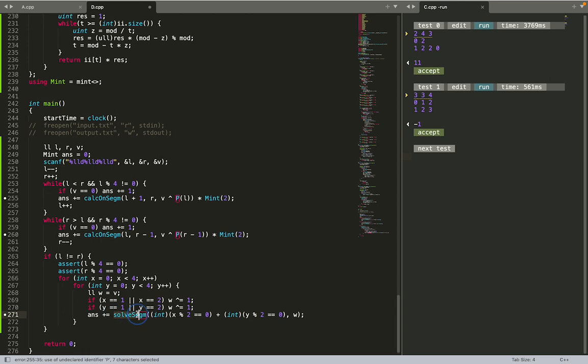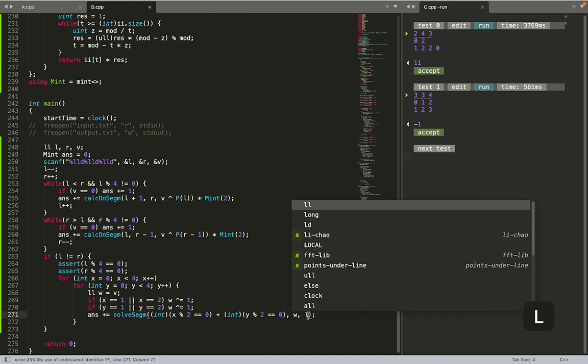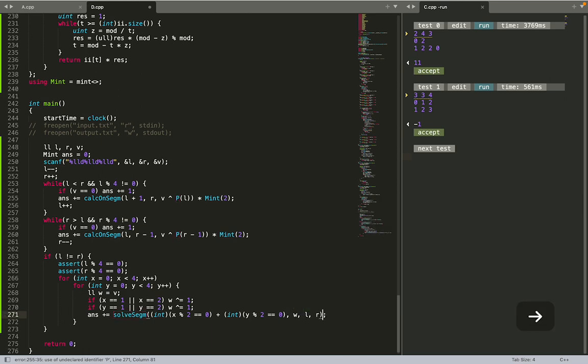So the function solve segment will take the number of elements that I can choose, what I want, and I should also give it the segment.